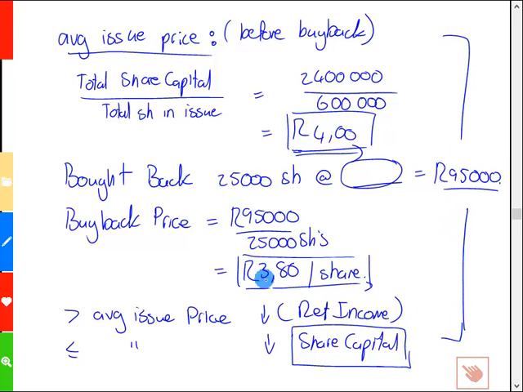Just for interest's sake, if you're asked to do the cash flow statement, which amount would you show as the amount paid for the buyback? Which total amount would you show on the cash flow statement? The 95,000. Would the 95,000 be a cash inflow or outflow? Outflow, because you're buying back the shares.